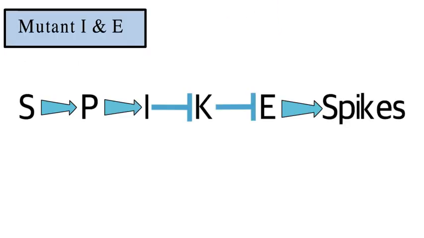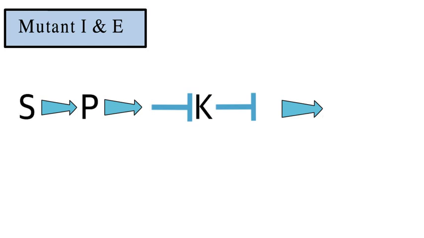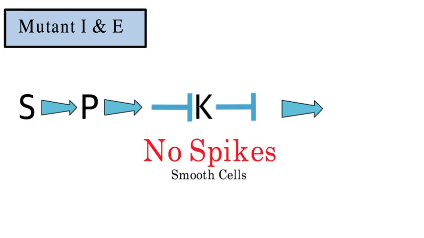Moving on, let's observe a mutation involving two genes, I and E. S will continue to activate or stimulate P. The P will not have anything to stimulate since I is gone. However, since I is gone, there is nothing to inhibit K, and since E is gone, the spike production is inhibited. If we no longer have I and E, we once again have no spikes.